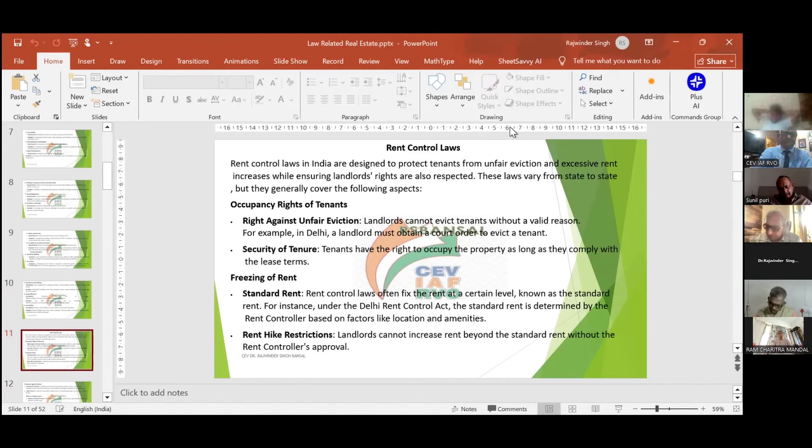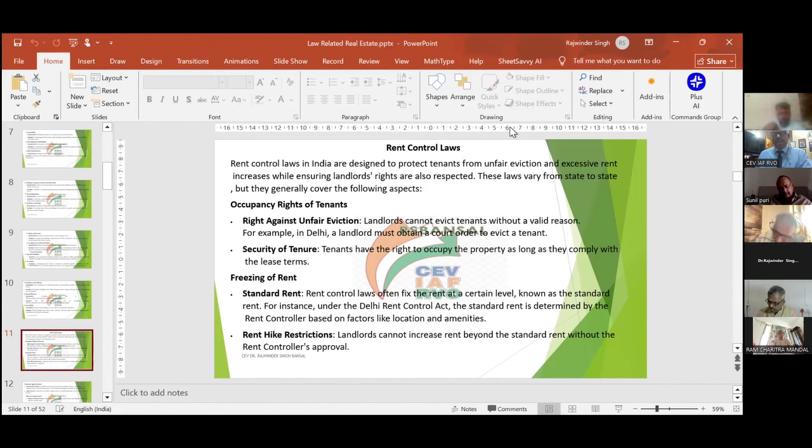Next in your syllabus is rent control laws. So we have done a number of case studies during our course, especially in the income approach method. We have done case studies on buildings which are covered under the Rent Control Act and which are not covered under the Rent Control Act.